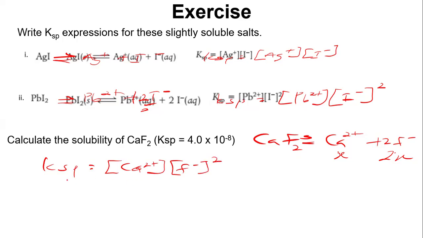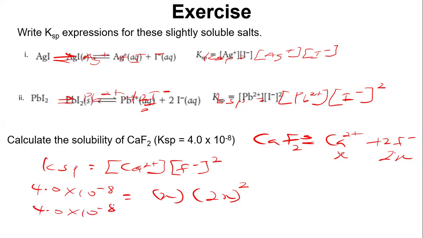Good. So that's it. Now, if I'm simplifying, the Ksp value is 4.0 times 10 raised to the power -8, which is equal to, now this one will be X, and this one will be 2X raised to the power 2. And so if I simplify, I'm getting 4.0 times 10 raised to the power -8 is equal to, now this will give me 4X squared. If you multiply by this X, I'll get 4X cubed.